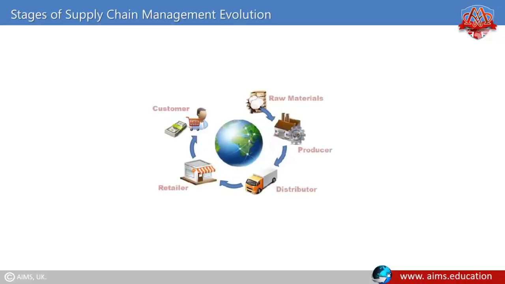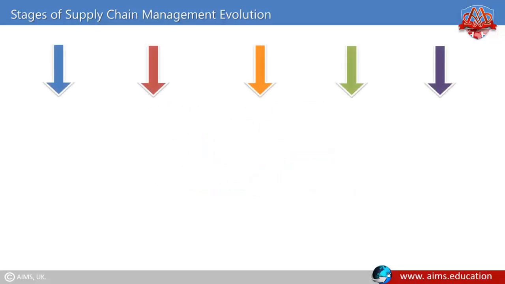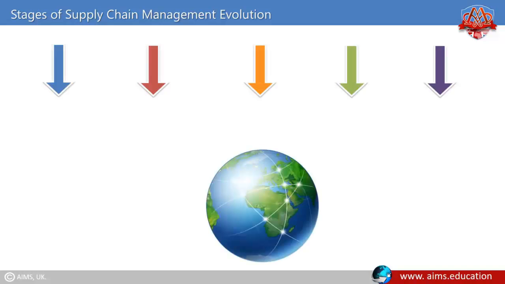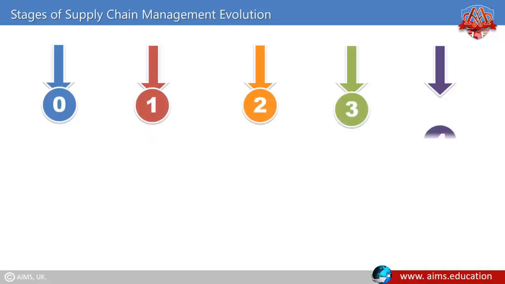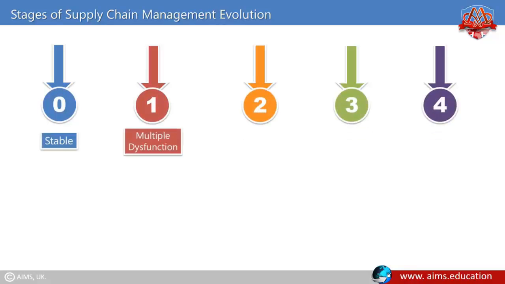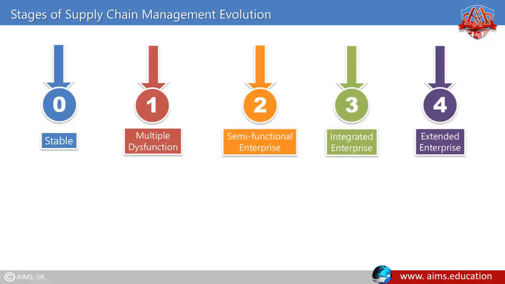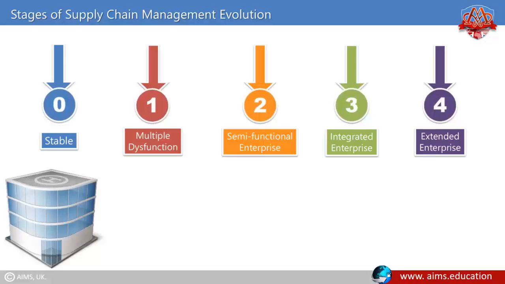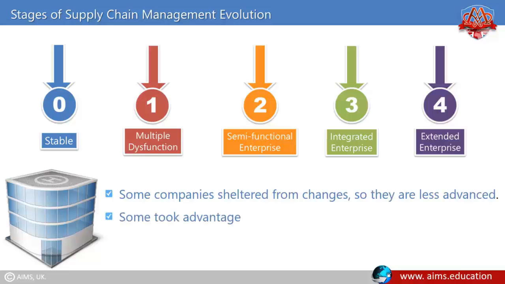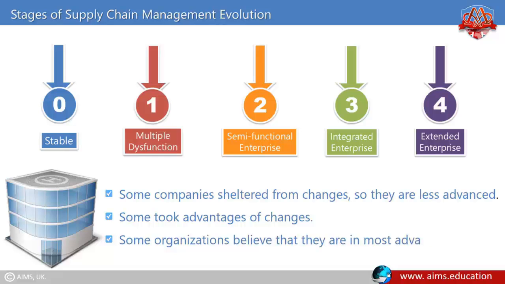Stages of supply chain management evolution. The advances in supply chain management are reflected in each supply chain's development. There are typically 4 or 5 sequential stages globally and within organizations. Starting from stage 0 to 4, they are stable, multiple dysfunction, semi-functional enterprise, integrated enterprise, and extended enterprise. Every organization falls somewhere within these 5 stages. Some companies are sheltered from changes, so they are less advanced. Some took advantage of changes, and some organizations believe that they are in the most advanced stage.